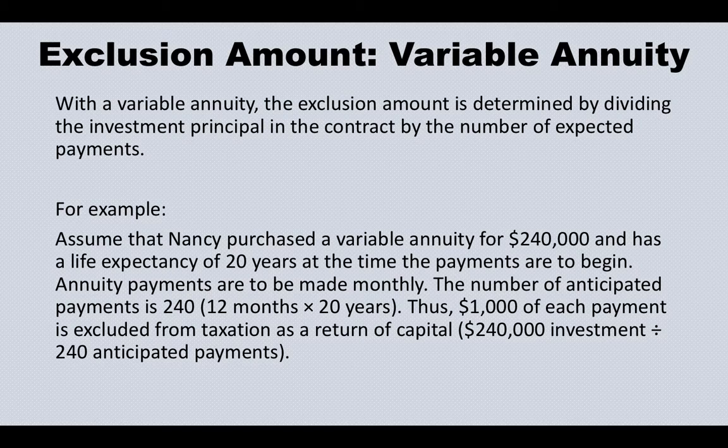So this amount is fixed. It doesn't matter how much you receive in the payment, this $1,000 you are not going to pay tax on. So you always know, when you start taking your annuity payments, the amount you will not pay tax on. That's something you should know. Then you have to figure out which amount is going to be taxed, right?